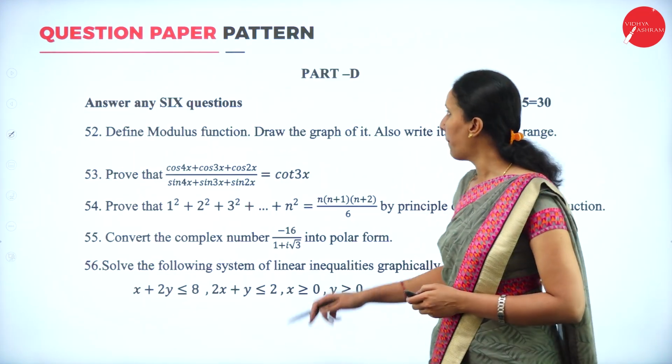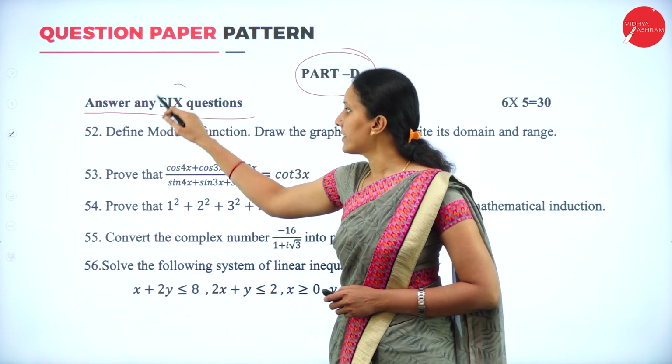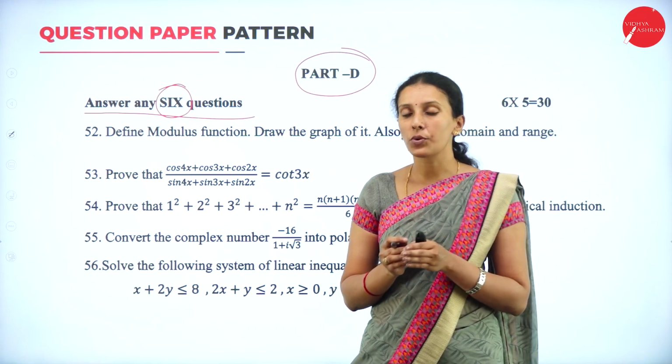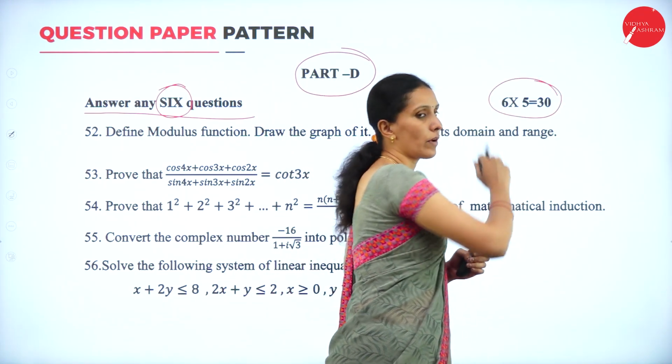Now let's look at part D questions. So in part D questions, here also you need to answer only 6 questions. That is, the 6 questions carry 5 marks. So in total you will get 30 marks from this section.